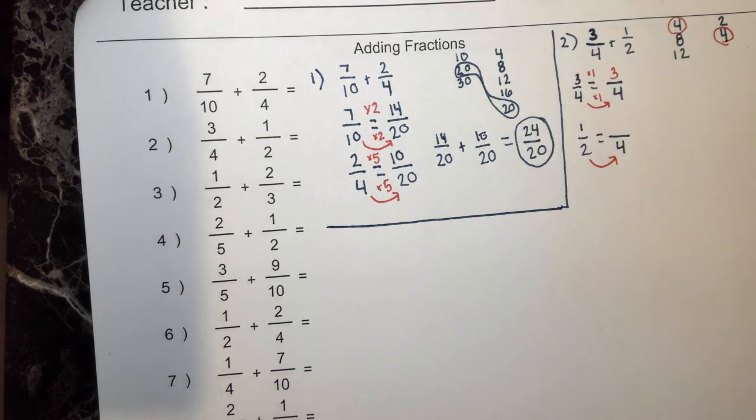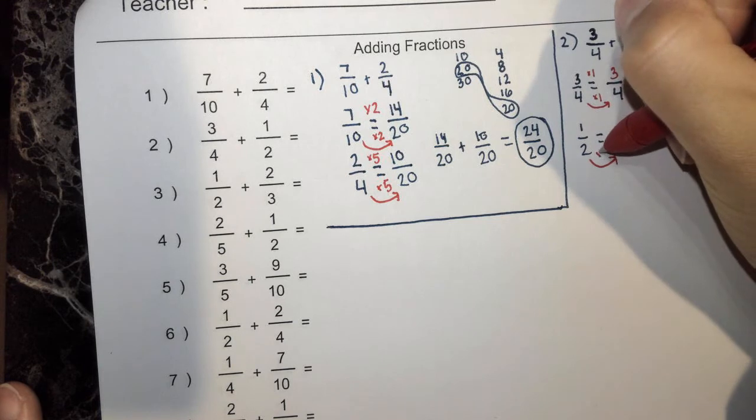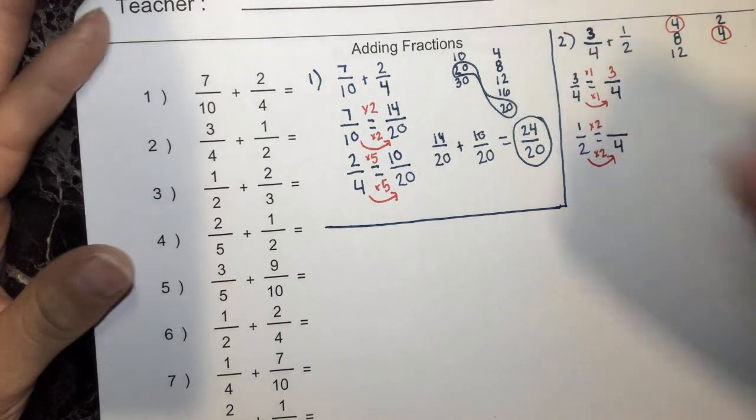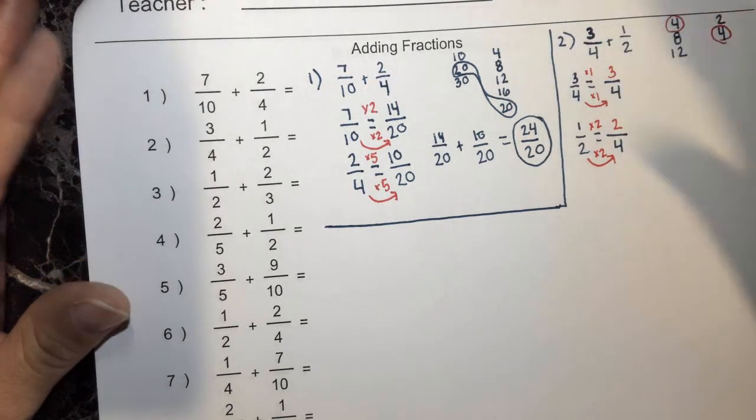Same with 1/2. 2 times what is 4? 2 times 2 is 4. That means on the top, you would also write times 2. 1 times 2 is 2.